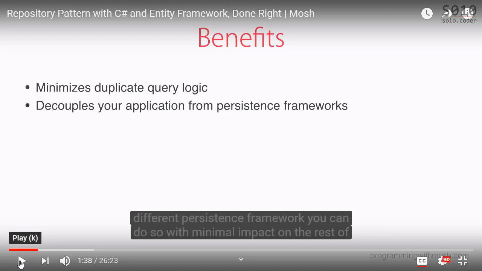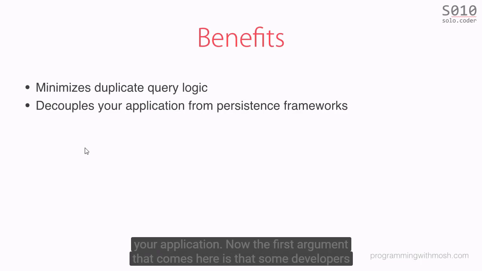It makes it less connected. It makes it less dependent. Let's put it this way. It makes it more independent. The different components of the application become more independent, become more decoupled. Okay? So that's what decouple means. You can switch the persistence framework with minimal impact on the rest of your application.